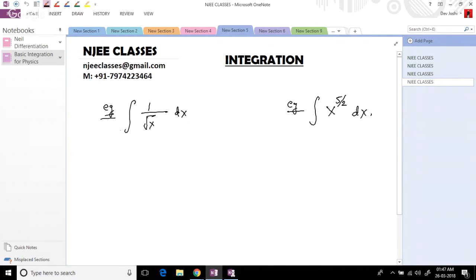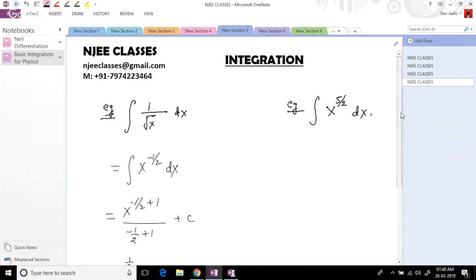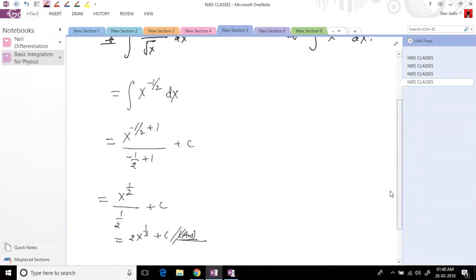Next example, integration of 1 upon root x. That is equal to integral of x to the power minus 1 by 2 dx, correct? So again we will apply the same formula, x to the power n plus 1 upon n plus 1. So x to the power minus 1 by 2 plus 1 upon minus 1 by 2 plus 1 plus a constant c, correct? So minus 1 by 2 plus 1 is plus 1 by 2, so x to the power 1 by 2 upon 1 by 2 plus c. So it is equal to 2x to the power 1 by 2 plus c. It's going to be your final answer. And remember that c always comes up in your final answer. All right, so this part is clear.